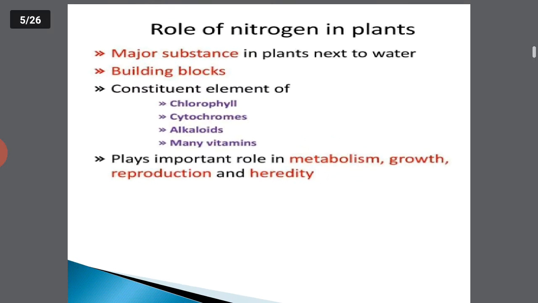Role of nitrogen in plants: the major substance in the plants, next to water, is nitrogen. So water is the most important one, and then the next priority will be nitrogen. It is a building block, a constituent element of chlorophyll, cytosomes, alkaloids, many vitamins also. These two terms we discuss, cytosomes and alkaloids, we will study in higher classes. So for the time being we will go back to nitrogen fixation. It plays important roles in metabolism, growth, reproduction, and heredity. So nitrogen is of great importance.